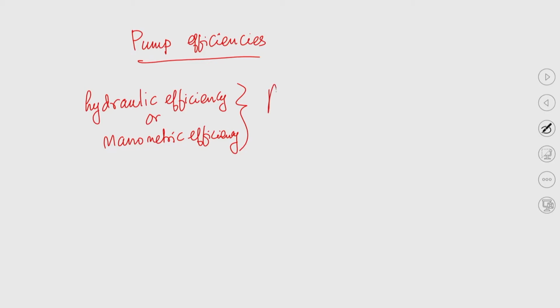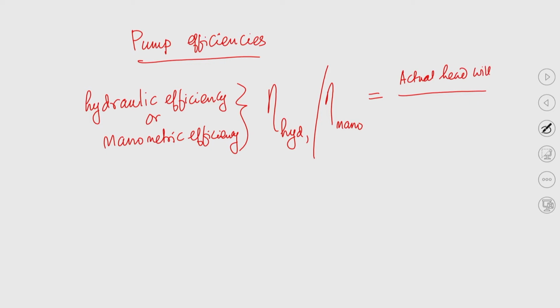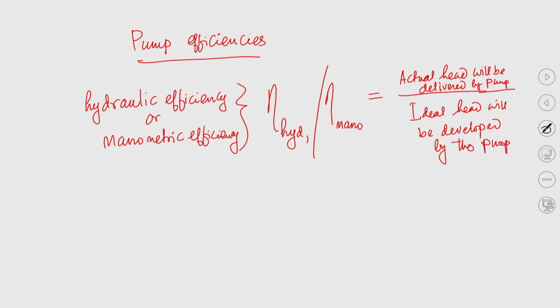Okay. So, this hydraulic efficiency or manometric efficiency is defined as the ratio between the actual head that will be delivered by the pump to the ideal head that will be developed by the pump. Okay. So, this is what we have discussed.